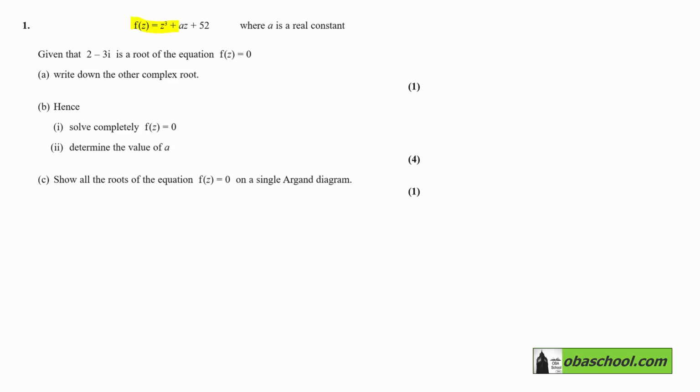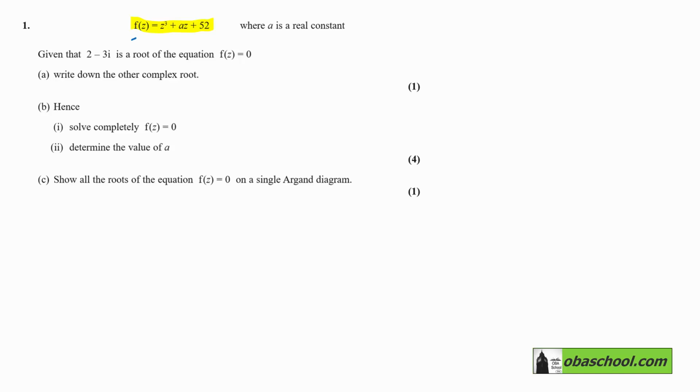We're given that f of z is z cubed plus az plus 52, where a is a real constant. Now that's important for the first part of the question because that means that in our cubic, all of the coefficients are real. We're given that 2 minus 3i is a root of the equation f of z equals 0. We want to write down the other complex root.